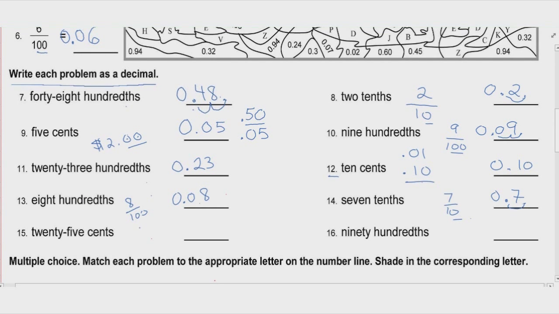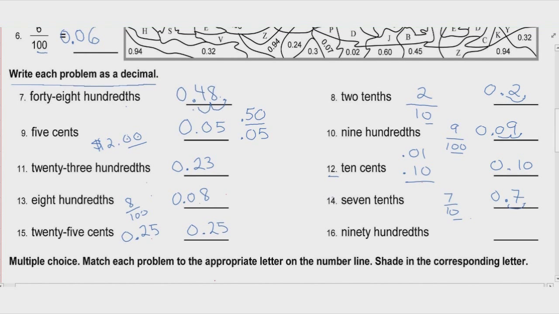We have 25 cents. Well, that's easy. We just write 25. And since it's cents, we have 2 digits. So it's 25 cents. 0.25. Again, when you're talking about money and cents, you should have 2 decimals or 2 digits or 2 spaces after the decimal. So there we go, 25.